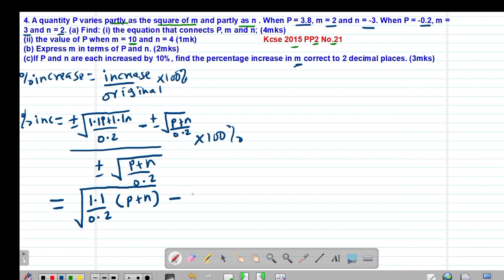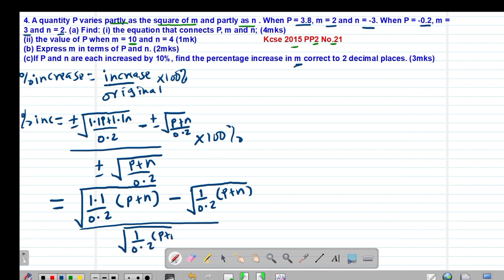So I'm also going to separate. This one is the same as saying, remember the coefficient of p and n is 1. So this is 1 over 0.2. Then of course into p plus n under the root. Then the whole thing divided by 1, the coefficient of p and n. So I'll factor it out, divided by the root of 1, then on the denominator we have 0.2, then into p plus n. Then the whole thing multiplied by 100%. So I'm simply factoring out the coefficient so that I can make my work easier. So this is going to give us the following.